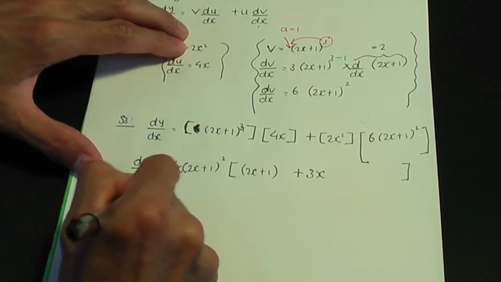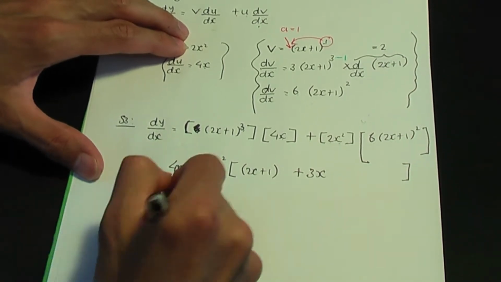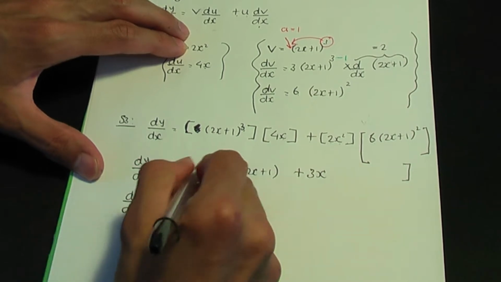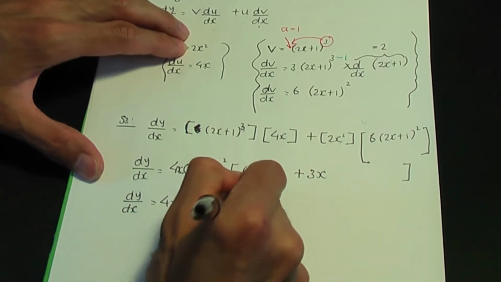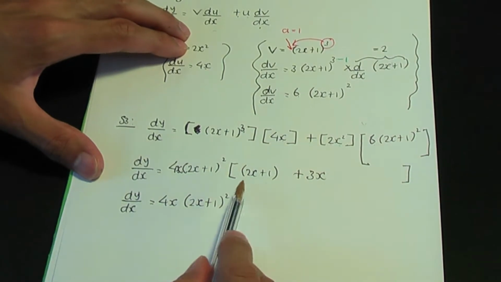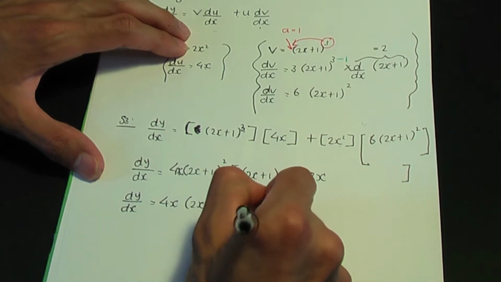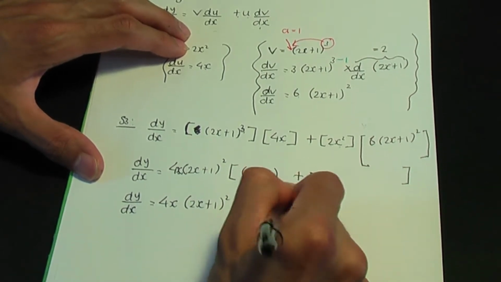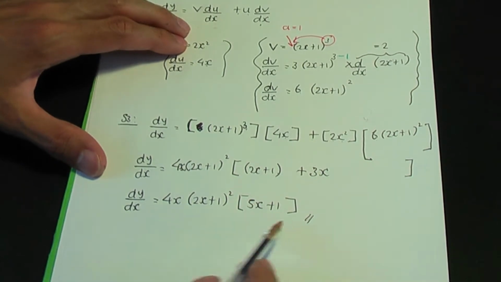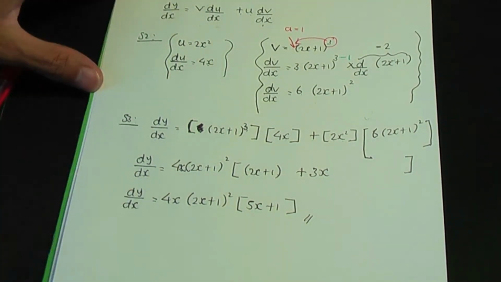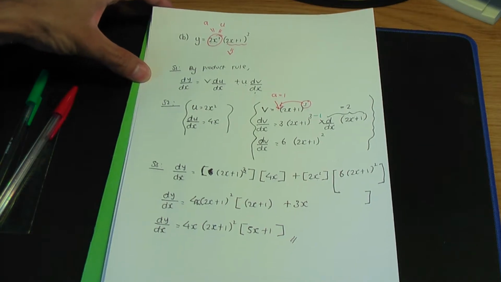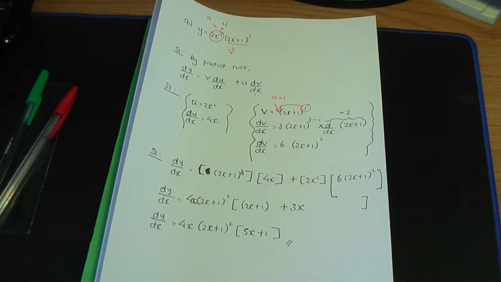So if I simplify further, dy by dx will be 4x into the 2x plus 1 squared. And if I simplify this term within the square brackets, 2x plus 3x is 5x plus the 1. And that should be the solution to this very problem, part B. Okay? So here are the steps involved with part B. Okay? I've done 2 parts concerning the product rule.